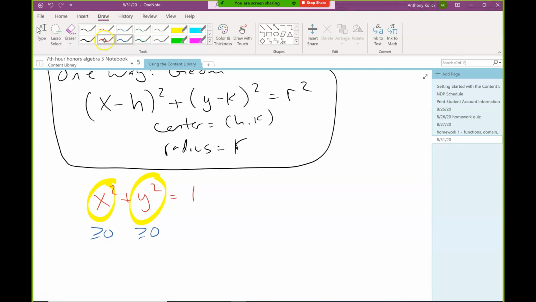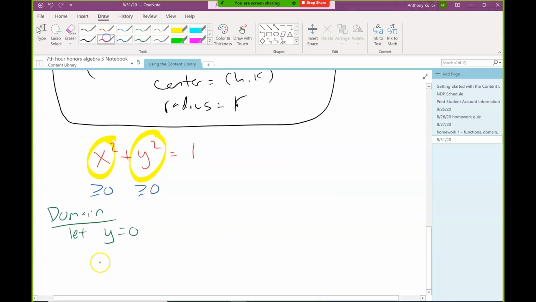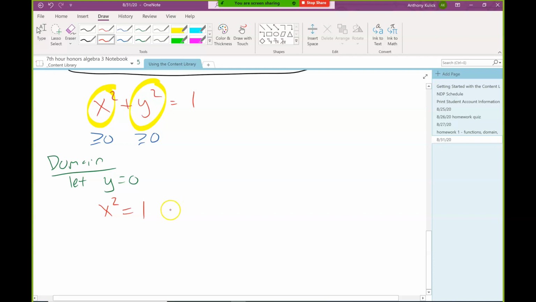Okay, so if we're going to do the domain first, the minimum value that y can have is 0. So let's just pretend that y is 0. That's going to simplify us down to x squared is equal to 1. Are you okay with that? Yeah. Okay. In the instance that y is 0, what is the biggest value x can have then? Yes. Fantastic.